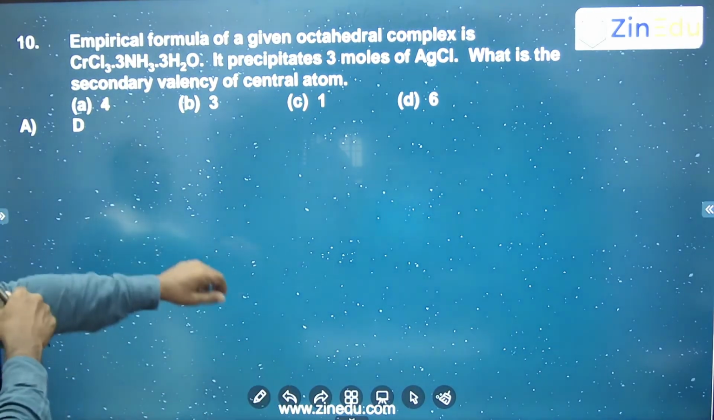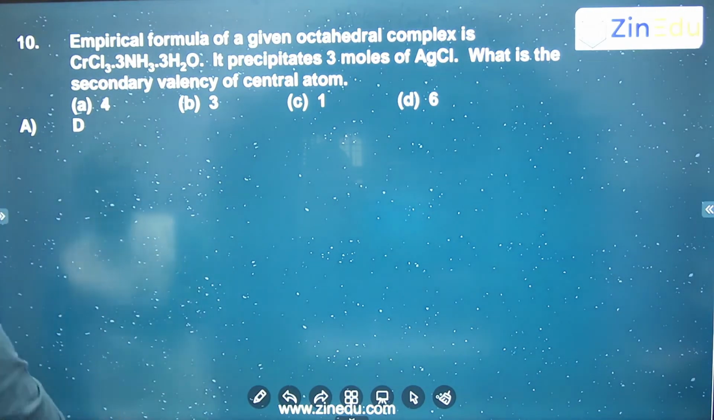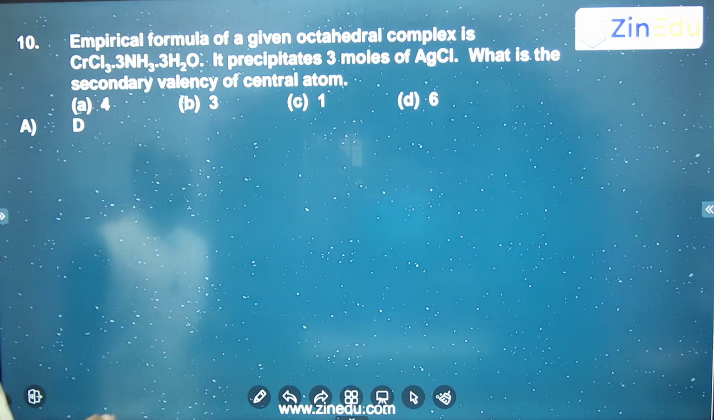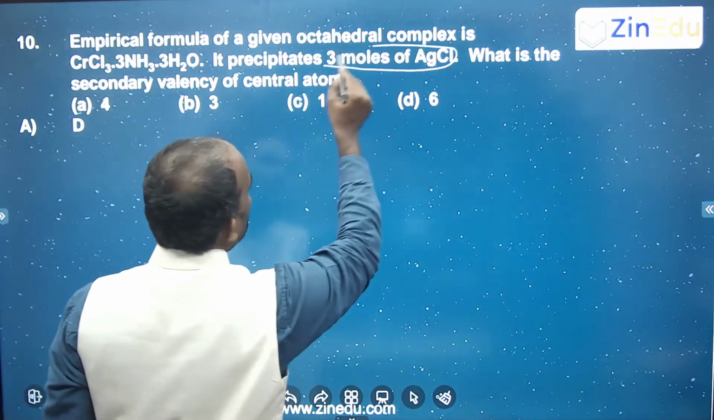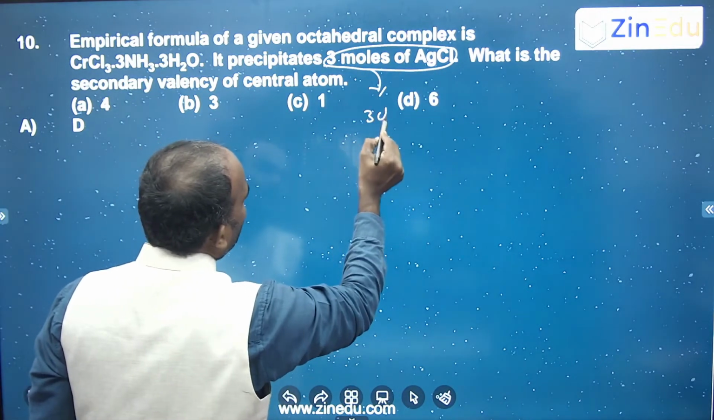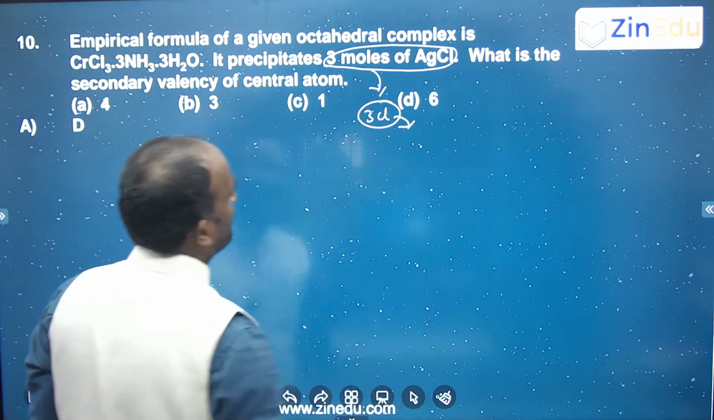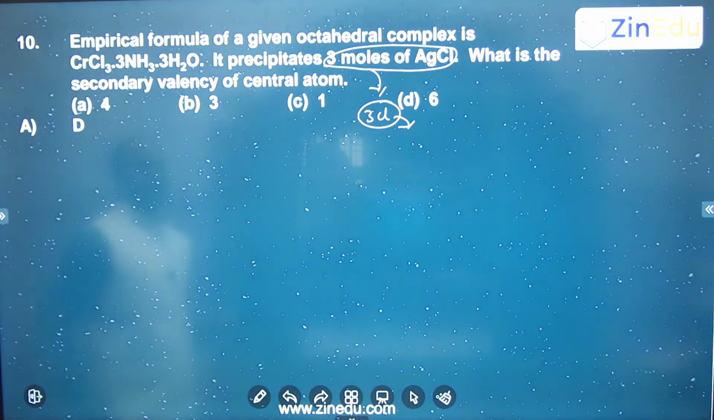Empirical formula of a given octahedral complex CrCl3, 3NH3, 3H2O. It precipitates 3 moles of AgCl, which means 3 chloride ions will be present outside of the square bracket. Right? What is the secondary valency of the central atom?